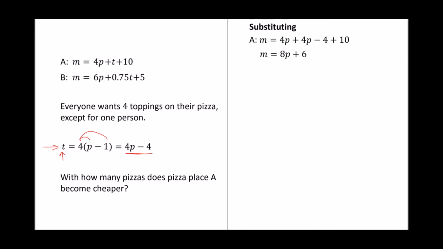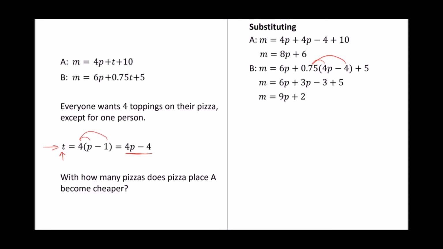Second case, formula B is a bit more difficult because we have that 0.75 going on there. Which means that we'll substitute like this. We need to keep those brackets. 6P plus 0.75 times that entire thing, the entire 4P minus 4, plus 5. And again, we get rid of the brackets. 0.75 times 4P, 0.75 times minus 4, giving us 6P plus 3P minus 3 plus 5. And if we simplify that, we end up with M equals 9P plus 2.